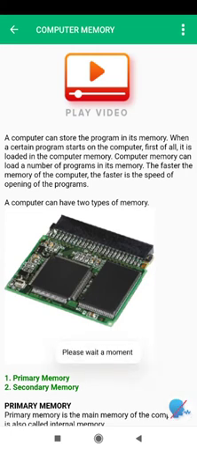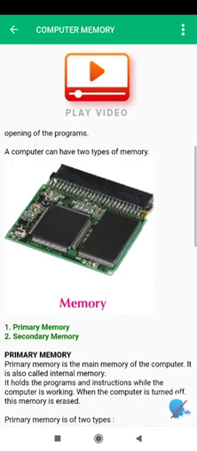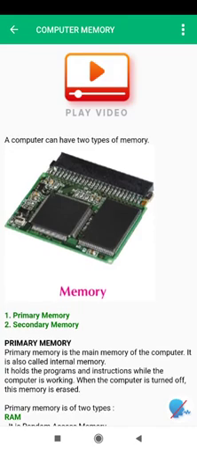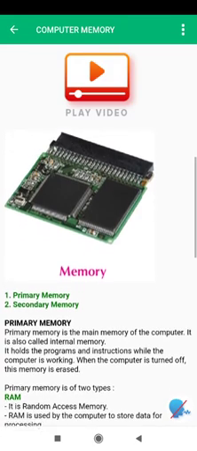A computer can store the program in its memory. When a certain program starts, it is first loaded in the computer memory. Computer memory can load a number of programs in its memory. The faster the memory of the computer, the faster is the speed of opening of the programs. A computer can have two types of memory. 1. Primary memory. 2. Secondary memory.